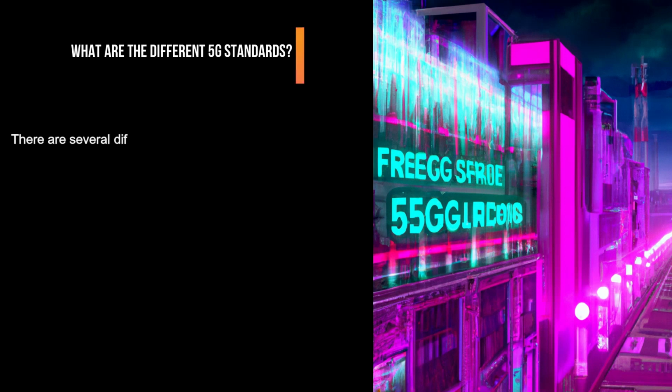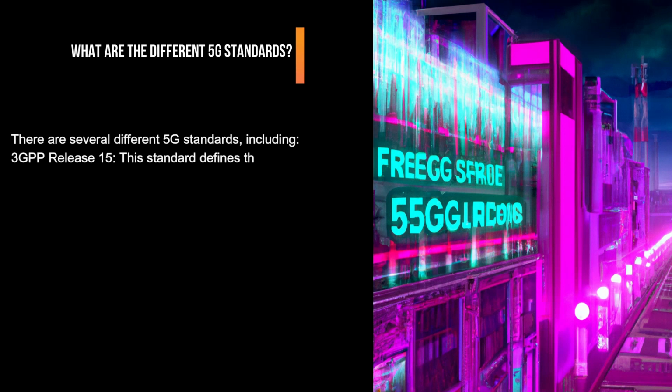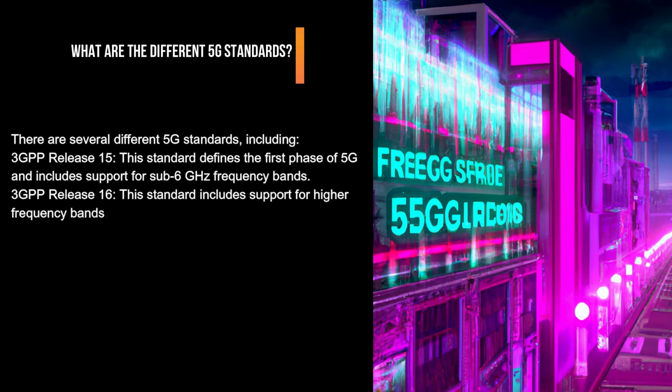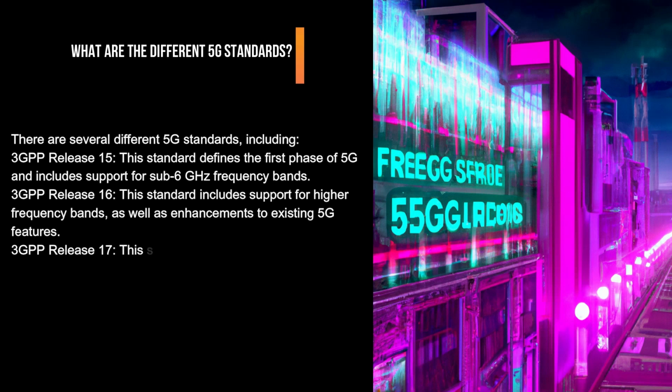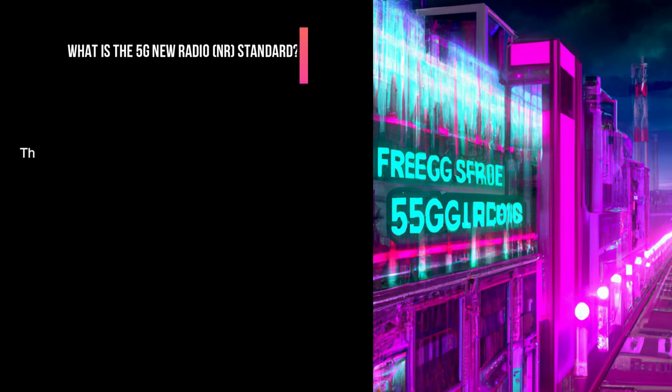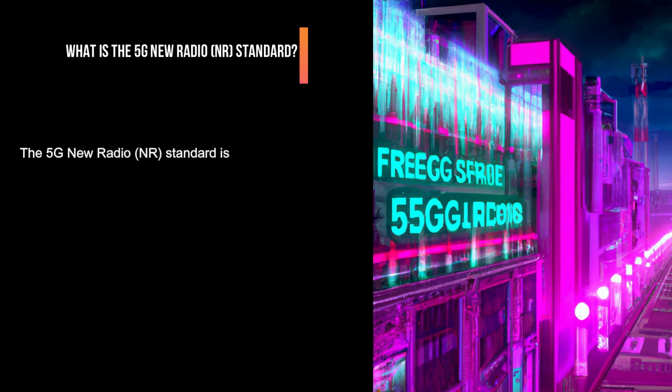What are the different 5G standards? There are several different 5G standards, including 3GPP Release 15. This standard defines the first phase of 5G and includes support for sub-6 GHz frequency bands. 3GPP Release 16. This standard includes support for higher frequency bands, as well as enhancements to existing 5G features. 3GPP Release 17. This standard is currently being developed and is expected to include further enhancements to 5G features and capabilities.